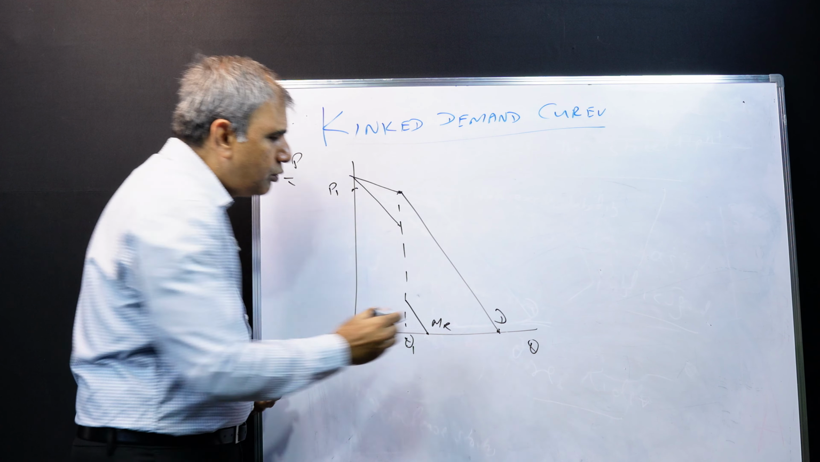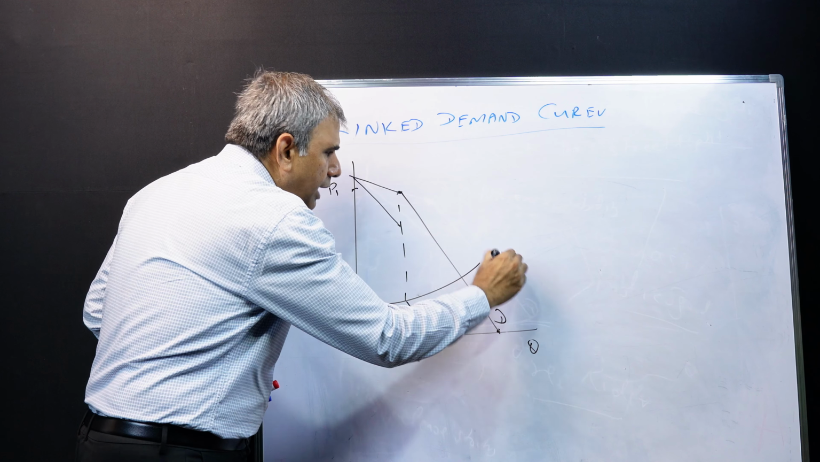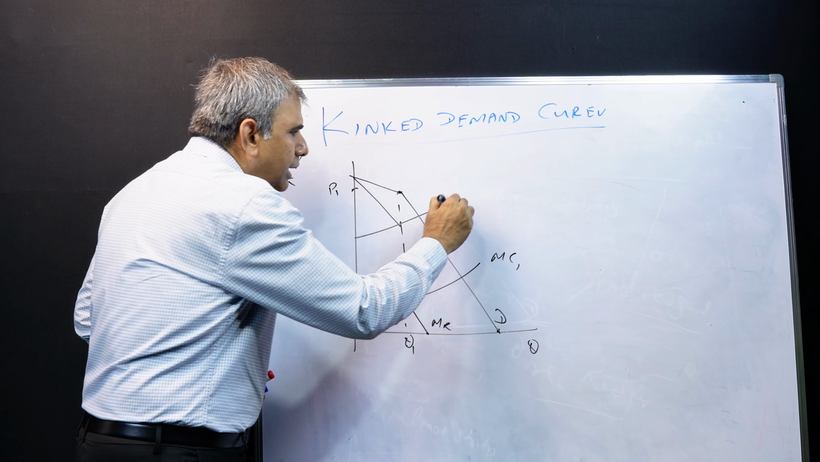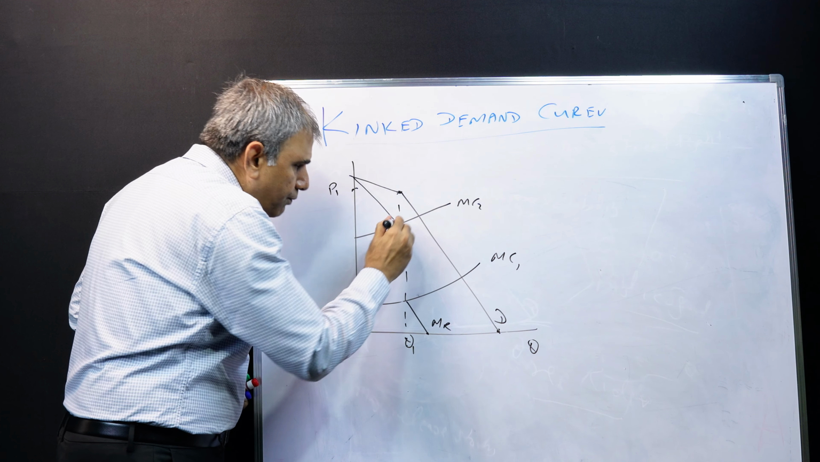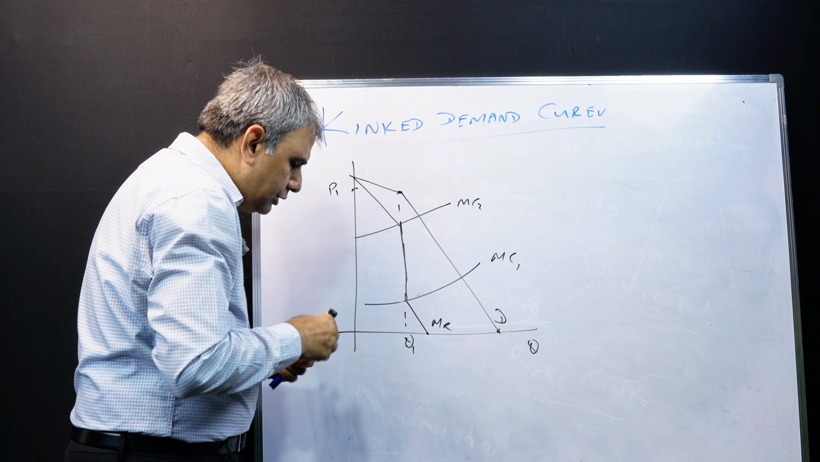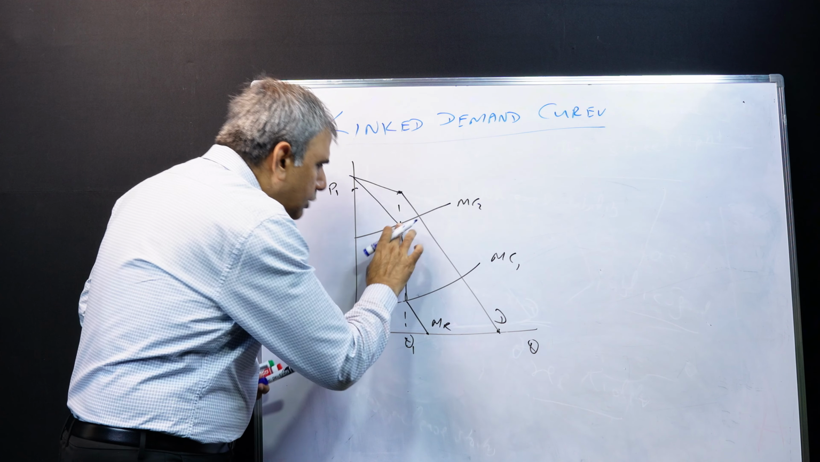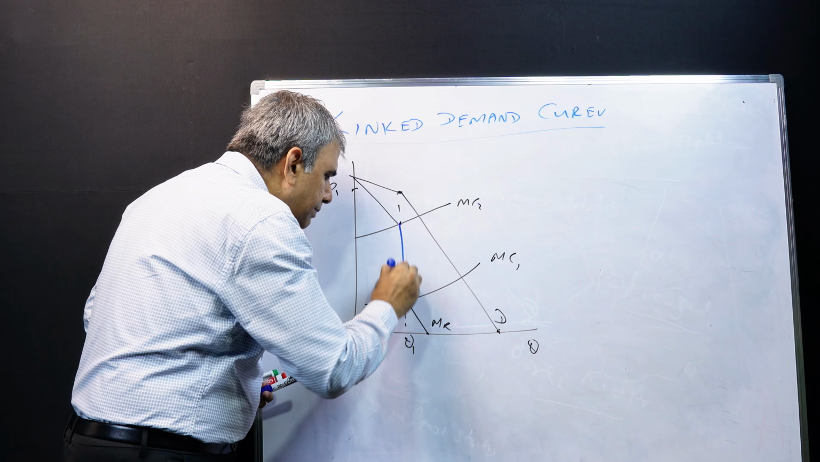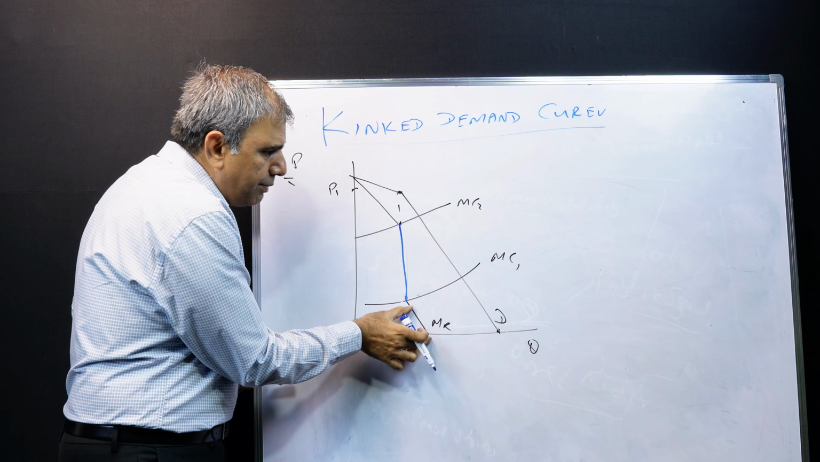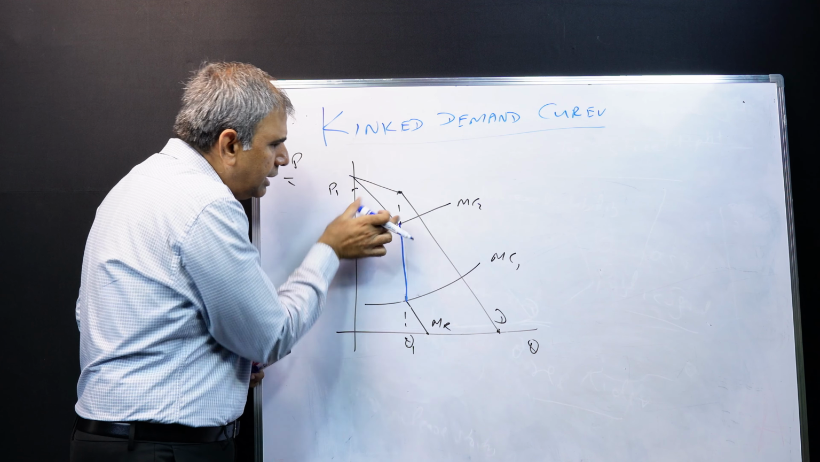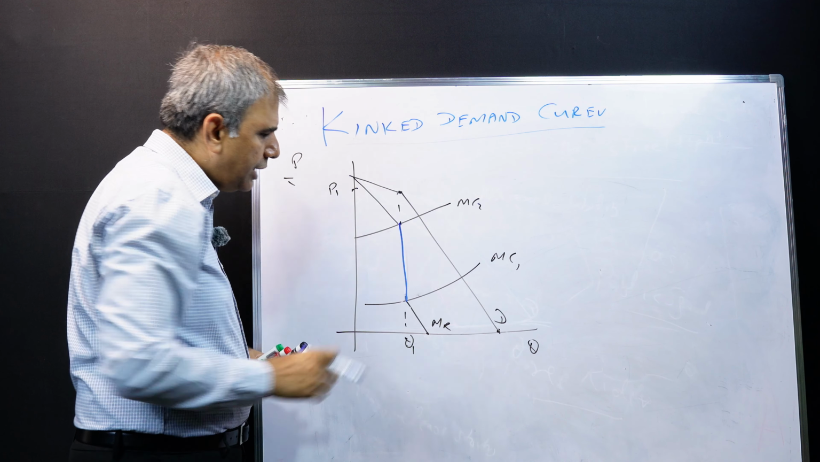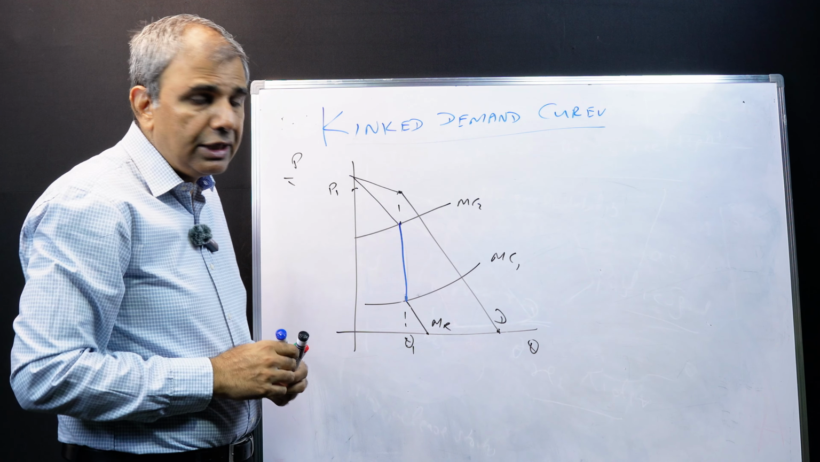And then you can show two marginal cost curves, MC1 over here and MC2 over here, and that is a mathematical discontinuity. This blue line between the two MR curves is a mathematical discontinuity because this MR corresponds to the steeper one, this MR corresponds to the flatter one, and this blue line is a mathematical discontinuity.